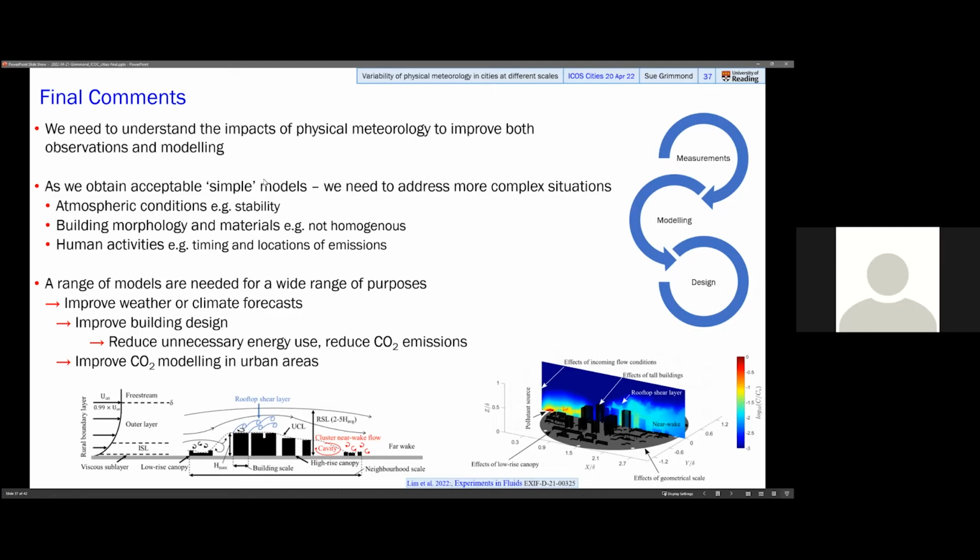We need a range of models for a wide range of purposes. For example, we would like to improve our ability to model weather and climate. By doing that, we can improve, for example, building design, and therefore reduce unnecessary energy use, and hopefully reduce CO2 emissions. We also can use such models to help us improve the modeling of CO2 fluxes in urban areas, and also to understand our measurements better, or think about where we would be prepared to take the next set of measurements, or what the new challenges will be.